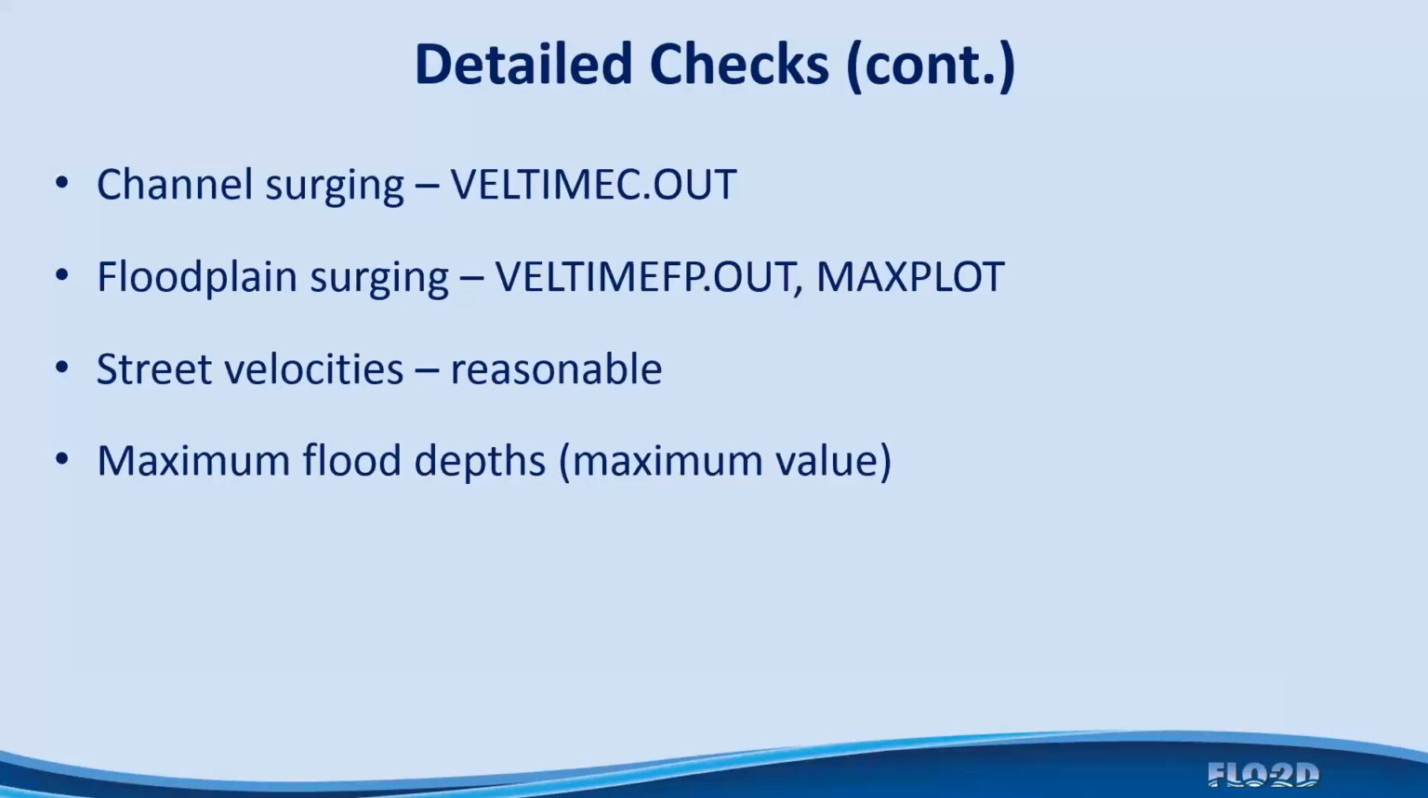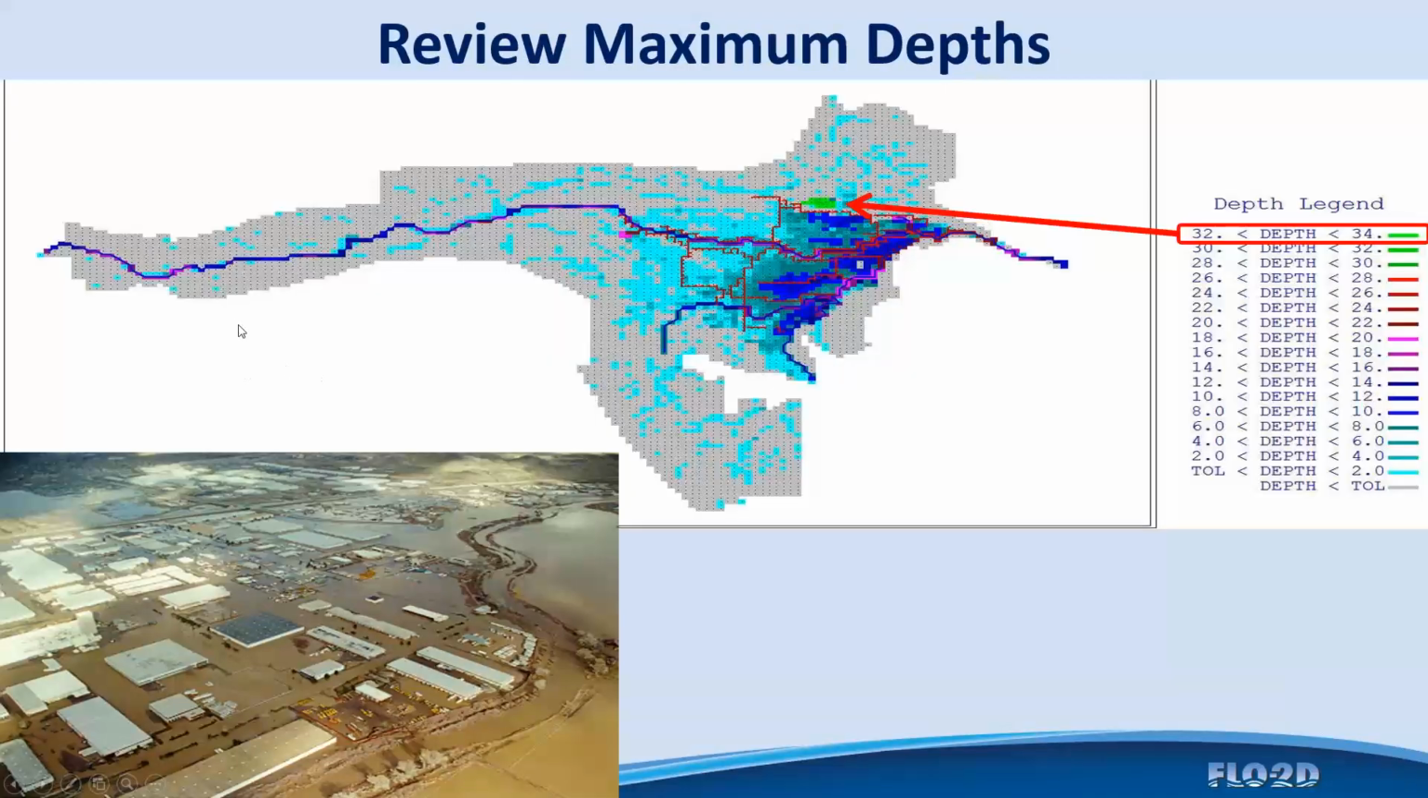And maximum flood depths. When you're looking at maximum flood depths, just review the model quickly in MaxPlot or Mapper and see by the legend what some of the flow depths are. In this case, the flow depths are like 20 or above 30 feet. And you could say, wow, how can I have 30 feet of depth on a model where I know what this looks like? It's all open floodplain or urban area flow. I can't have 30 feet of flow depth.